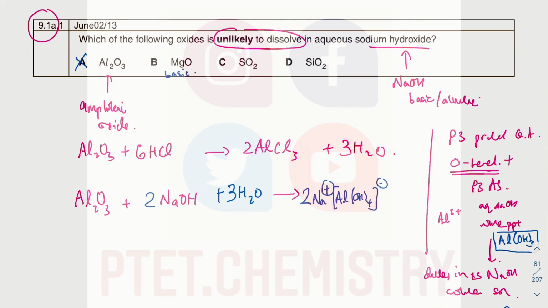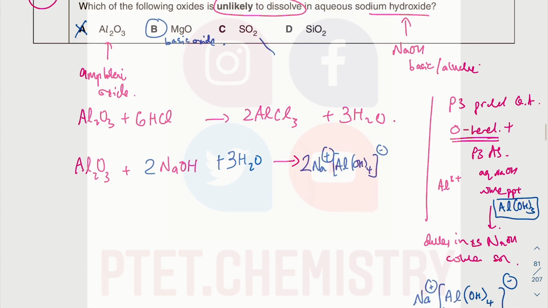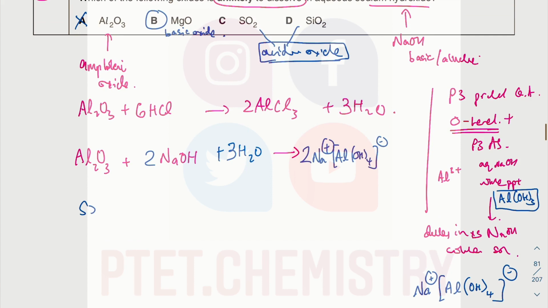MgO is a basic oxide. It does not react with another base. So it's not amphoteric, it's just a basic oxide, it doesn't react with a base. SO2 and SiO2 are both what you call acidic oxides. So a lot of people just treat inorganic chemistry as a lot of memorization and stuff. But a lot of inorganic chemistry comes down to trends and periodicity.